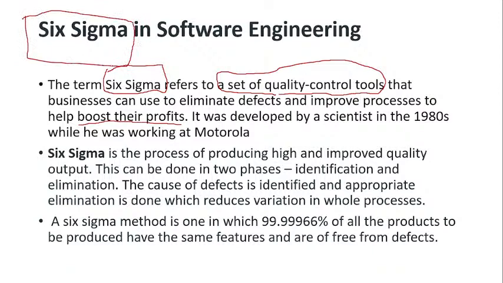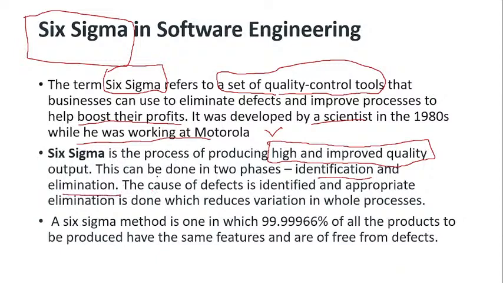This Six Sigma statistical testing method is also used to improve the quality of software. Six Sigma was developed by a scientist in the 1980s while he was working at Motorola. So what is Six Sigma? It is a process of producing high and improved quality output. That is the main goal of Six Sigma. This can be done in two phases. One is identification and elimination.